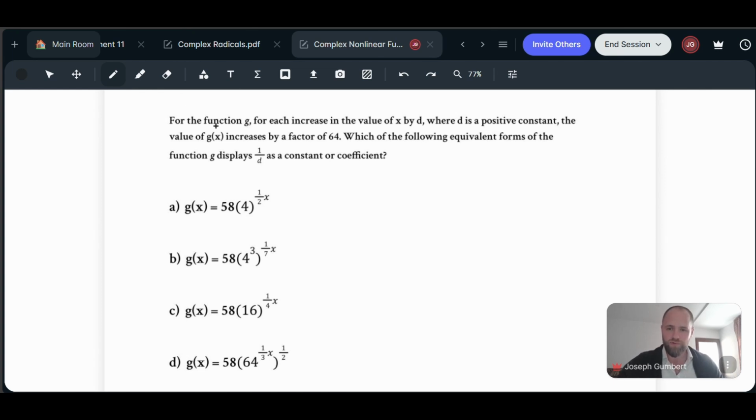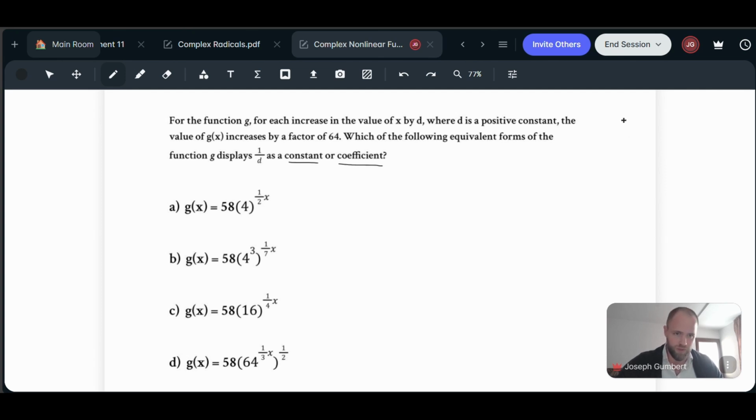It says, for the function g, for each increase in the value of x by d, where d is a positive constant, the value of g of x increases by a factor of 64. Which of the following is an equivalent form of the function g that displays 1 over d as a constant or a coefficient? So we first want to talk about what is a coefficient and what is a constant.